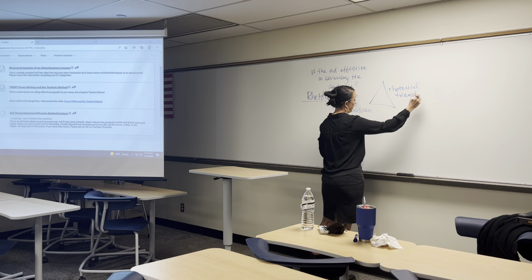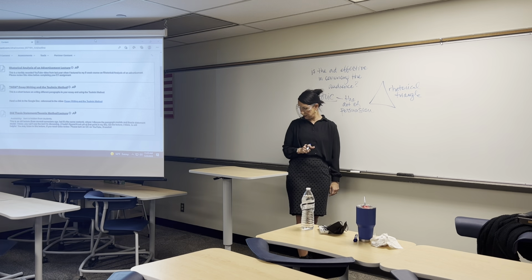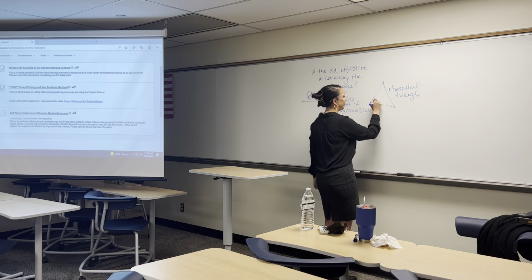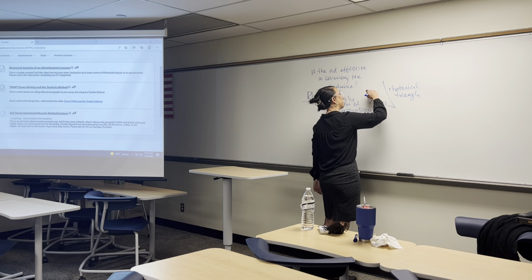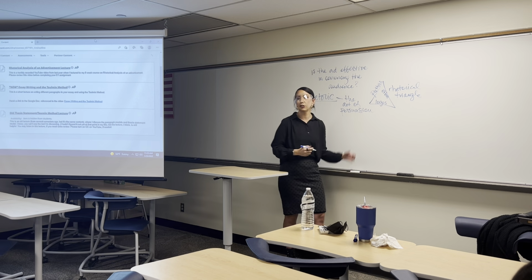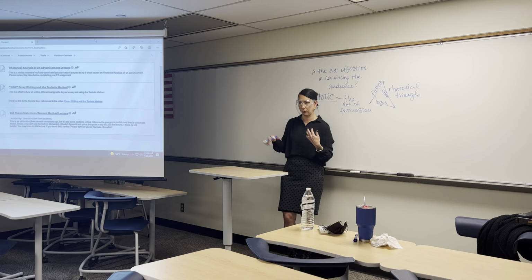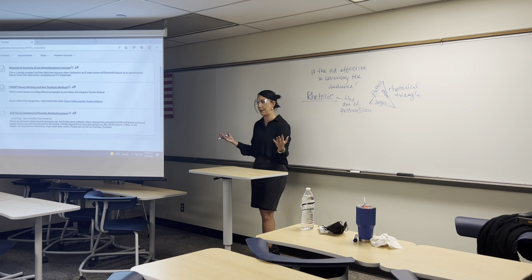Okay, and what are the 3 parts? They end in OS. Logos, pathos or pathos, and ethos. It doesn't matter where they go on the triangle. This should be an equilateral triangle, meaning all sides are equal. It doesn't matter what order they're in. You should consider them all at the same time.